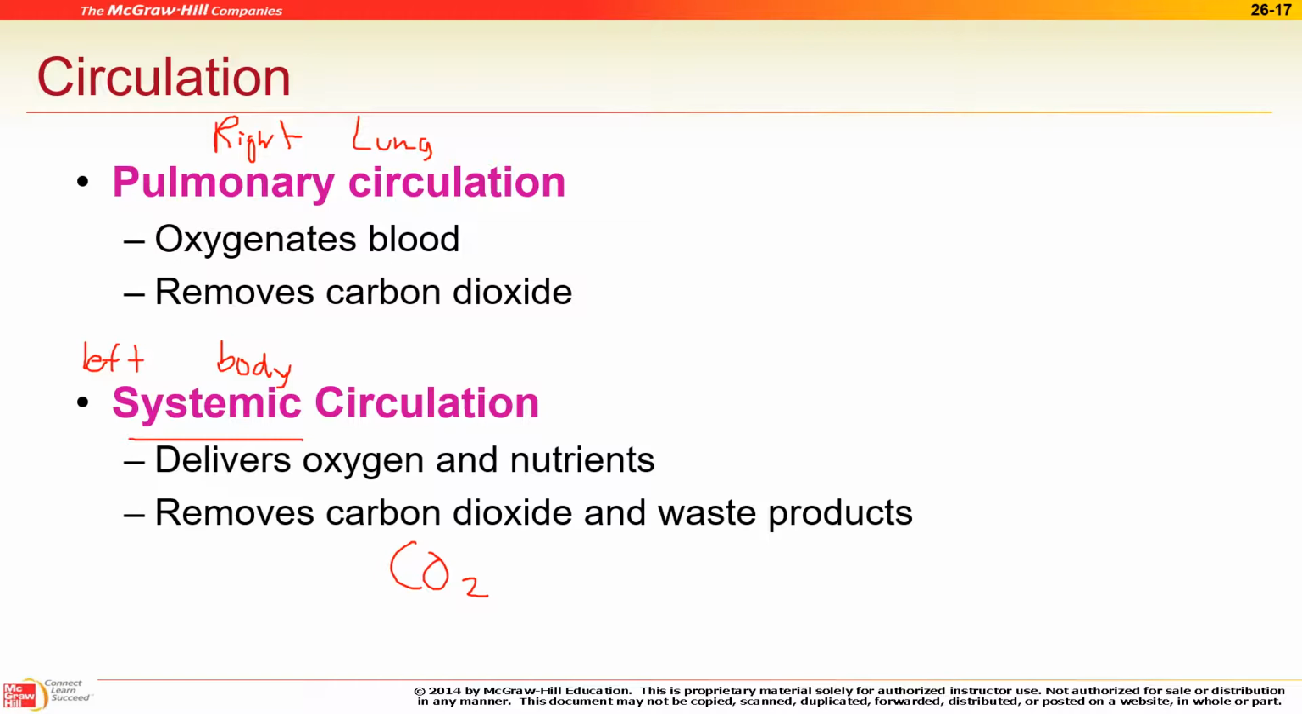Carbon dioxide, CO2, and other waste products. Have you guys heard of rhabdomyolysis? No? No CrossFit people? So that's when your muscles dissolve and all the waste product goes into your blood. And you can die from it. Your kidneys shut down because they have to filter out all those toxins.